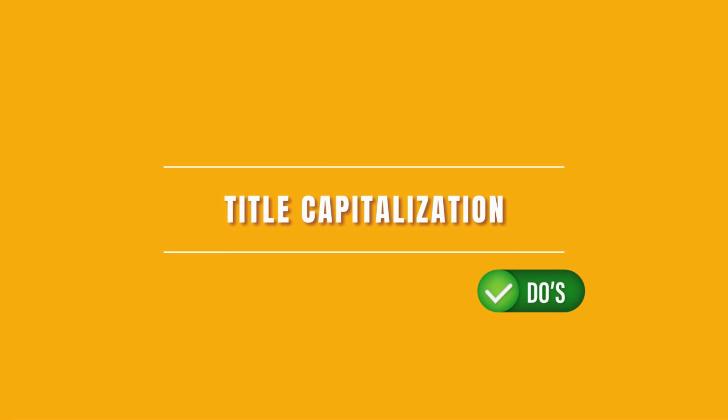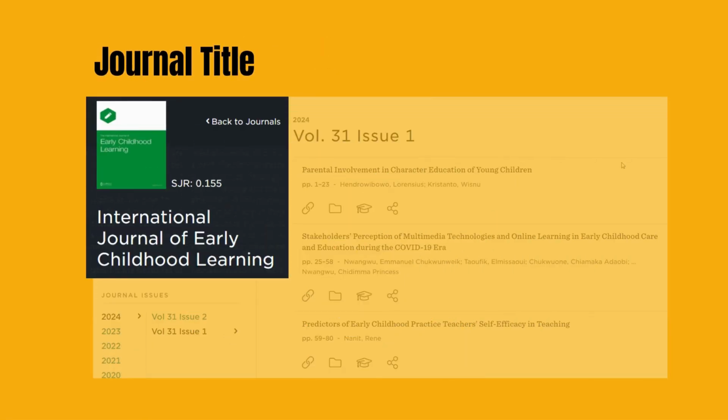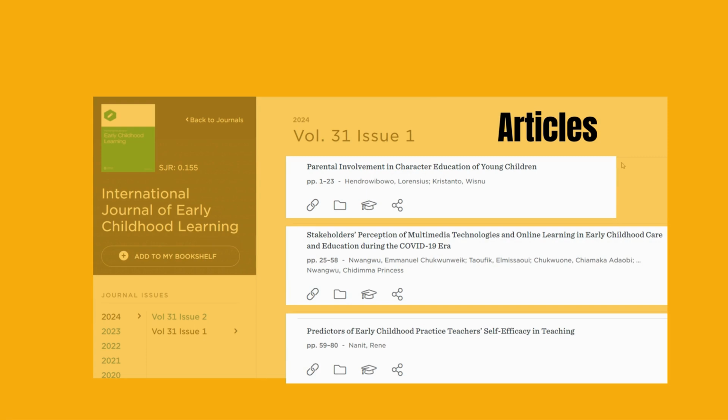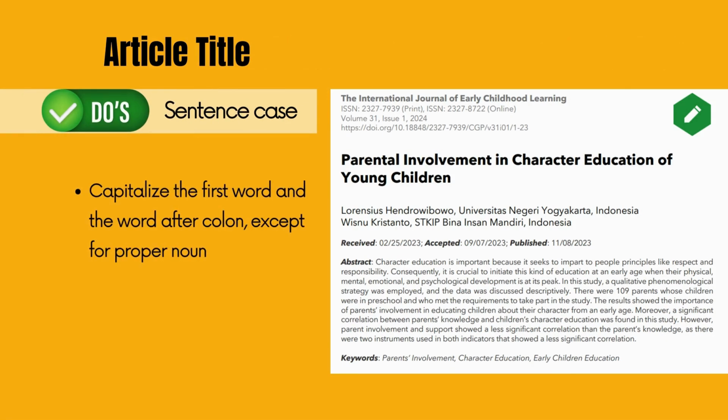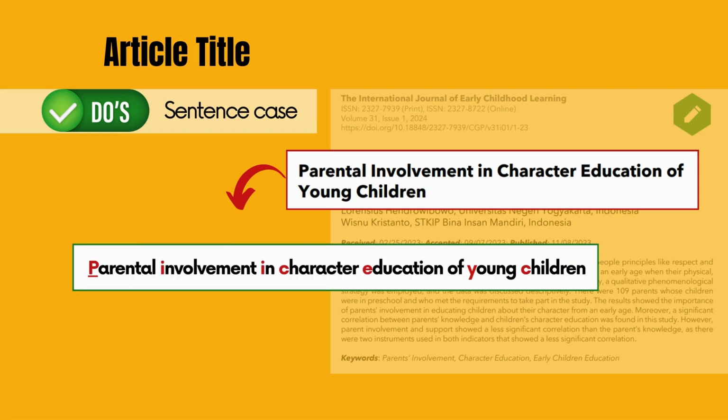Another key element of a proper in-text citation is title capitalization. One important distinction to keep in mind is the difference in formatting between the title of a journal article versus the title of the journal that contains that work. Typically, an academic journal contains several articles. For journal article titles, you'll want to use sentence case. This means capitalizing only the first word of the title and subtitle and any proper nouns. For example, an article title that was originally formatted like this should be formatted like this on the references list.